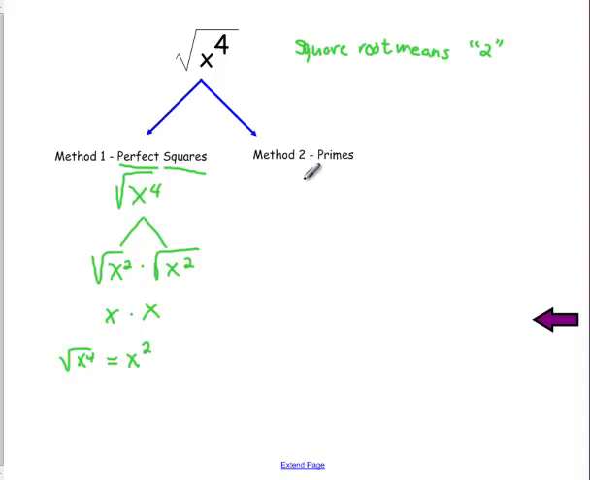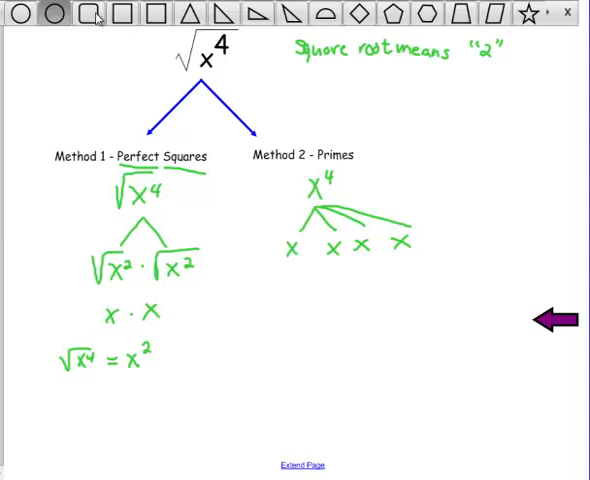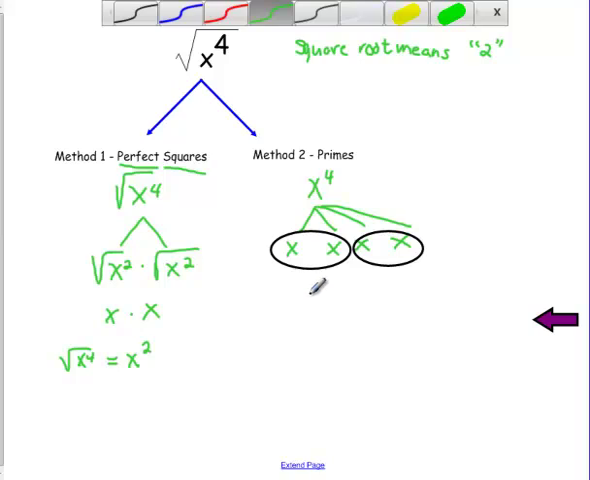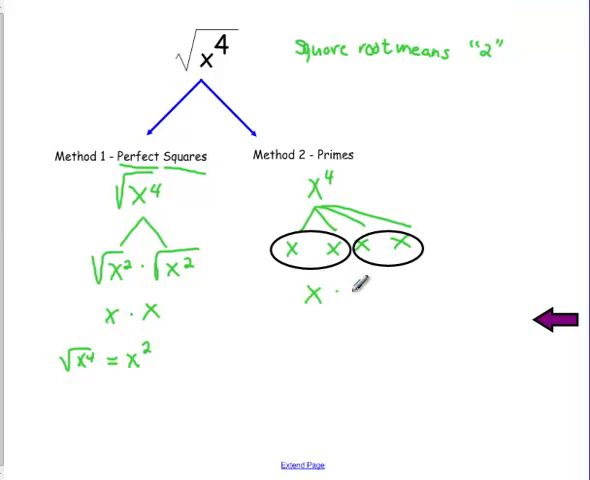Okay, if you're going to do primes here, x to the 4th would be broken down into x, x, x, x. I'm going to circle pairs of numbers. That is a perfect square. That is a perfect square. So I'm left with x times x is x squared.